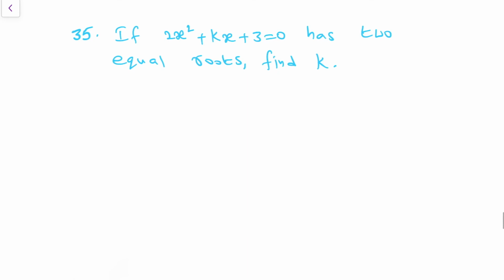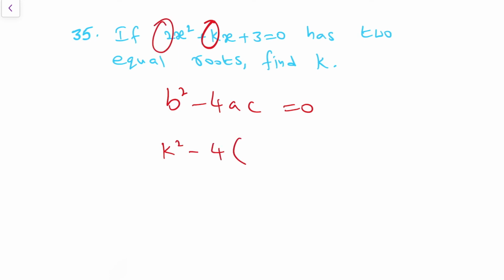Next, if 2x square plus kx plus 3 is equal to 0 has 2 equal roots, then find the k value. For any quadratic equation, if 2 equal roots are there, the condition is b square minus 4ac equals 0. Here b is the x coefficient, so k square minus 4 into a, the x square coefficient, into c, the constant 3, equals 0.